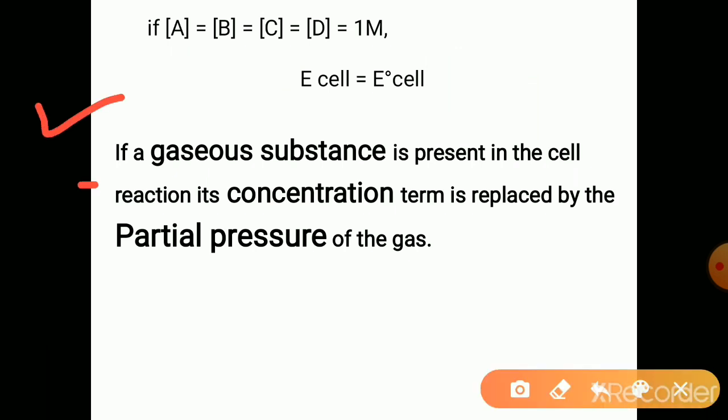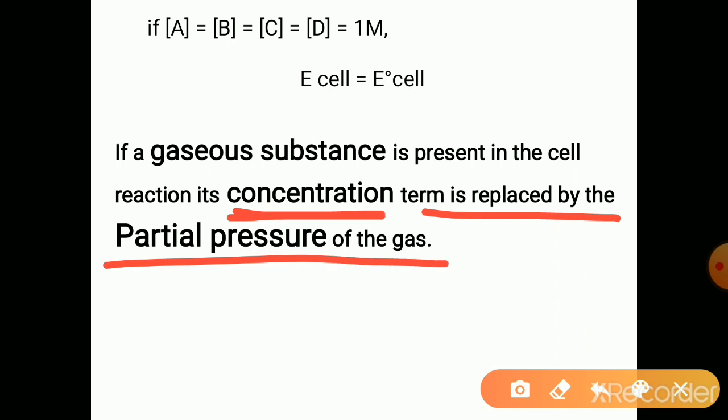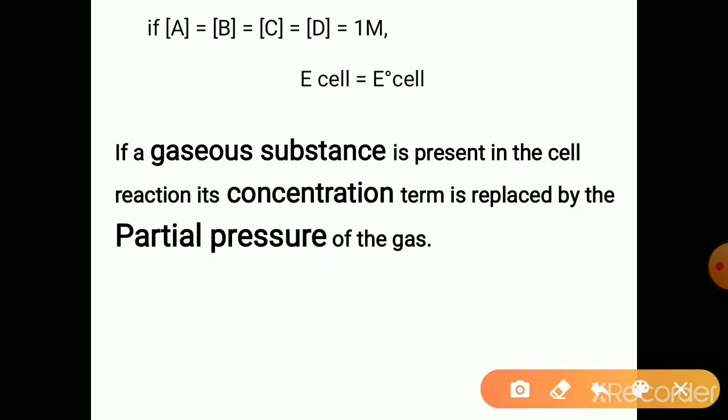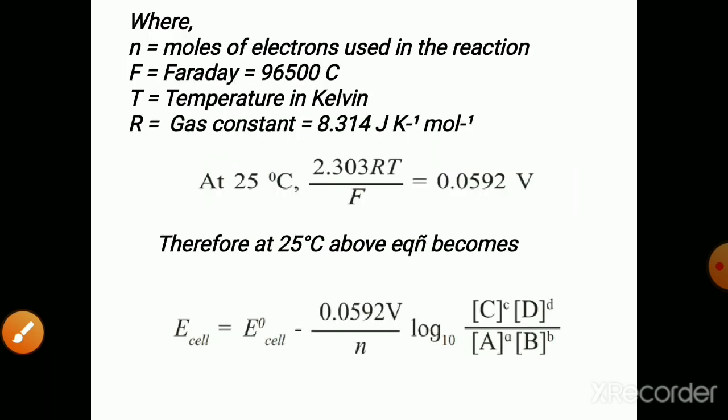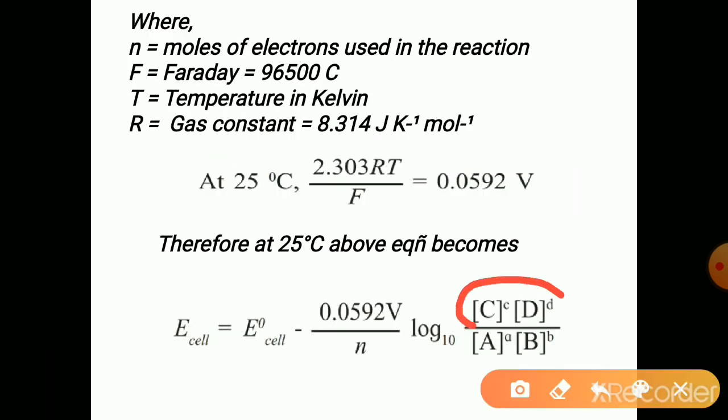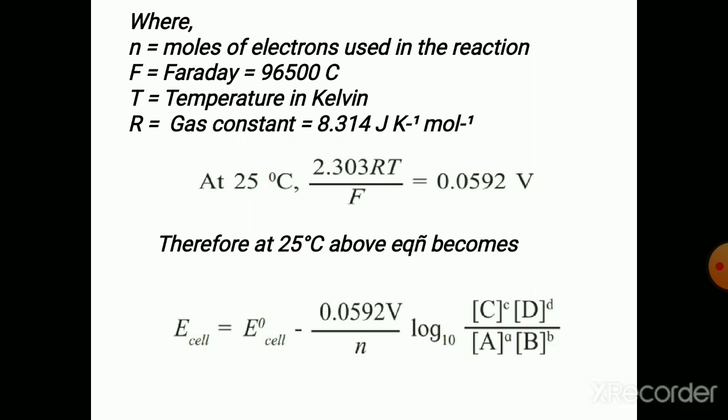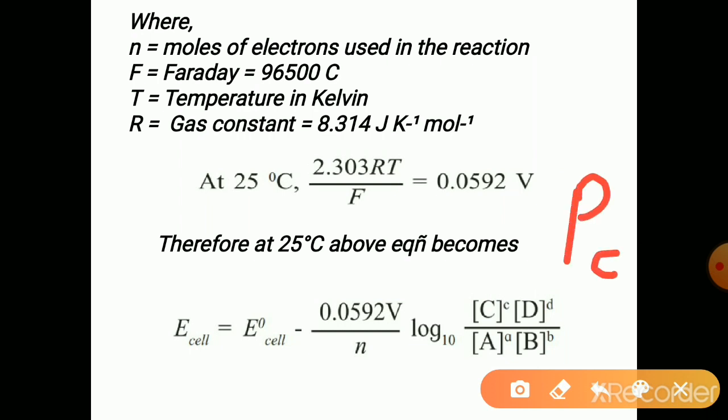If a gaseous substance is present in the cell, its concentration term is replaced by the partial pressure of the gas. We know that if gaseous substances are involved, this square bracket indicates concentration in moles per liter. So instead of this, we have to take the partial pressure of C raised to c.